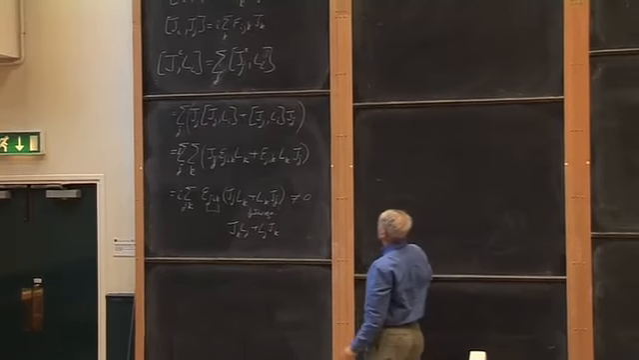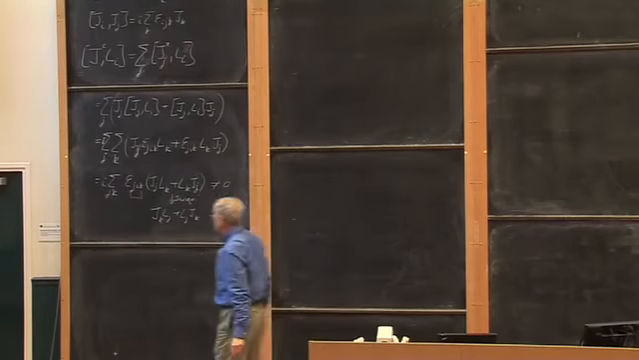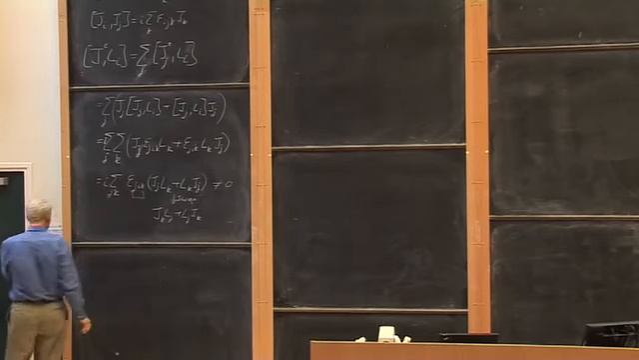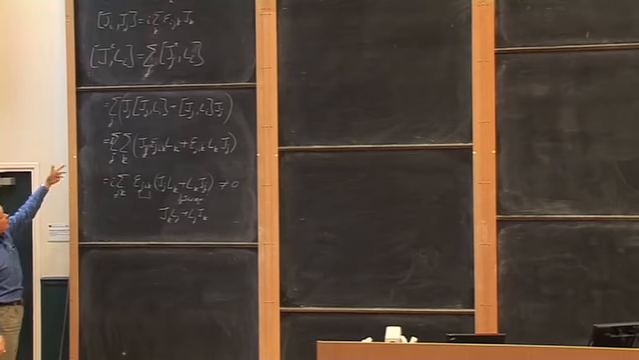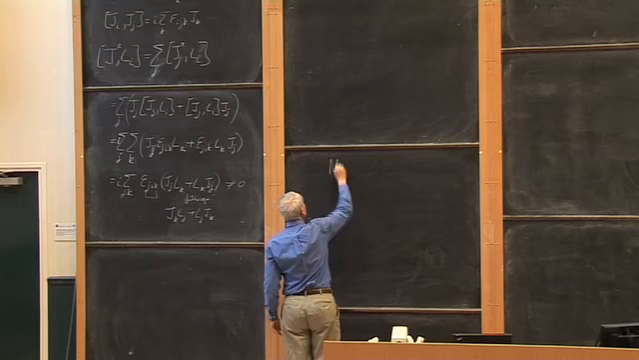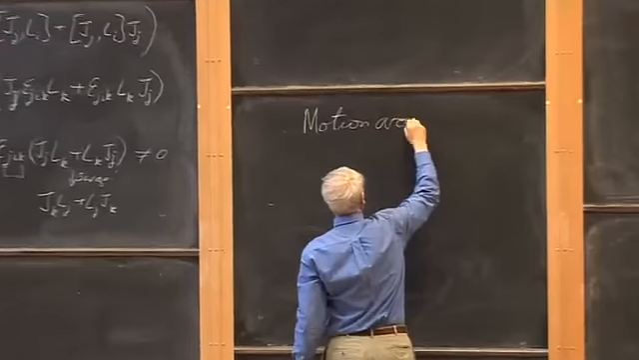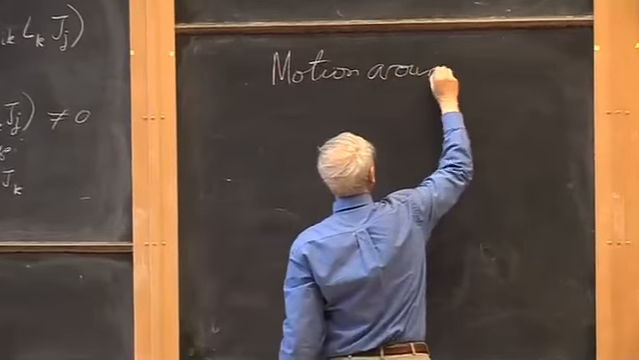So let's try and understand these operators, these orbital angular momentum operators, and really understand their relationship to the things that generate rotations. So now we need to talk a little bit in abstract about rotation around a path, motion around a path.